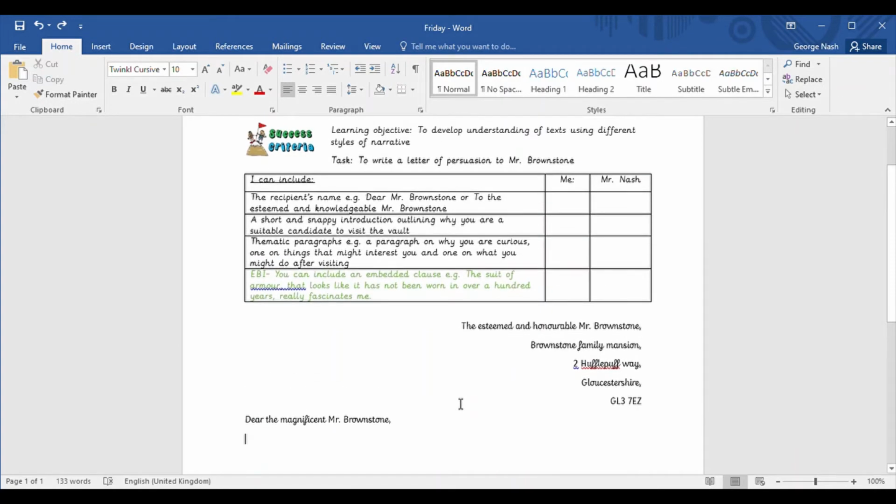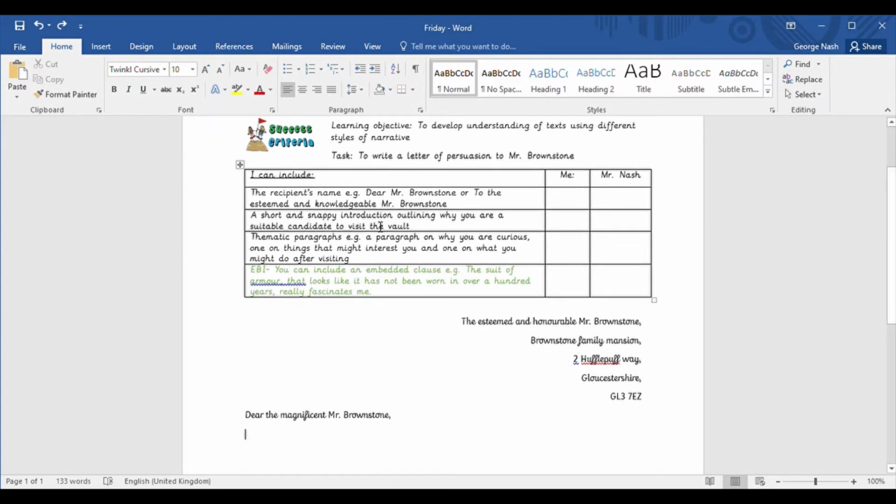Okay, so from here, I am not going to be writing the same letter for you. I'm going to show you an example of how you could write a letter. Perhaps for Mr. Nash, instead of asking Mr. Brownstone to visit his vault, I'm going to be trying to persuade Mr. Brownstone to let me write a story about all of the adventures that he's been on. So in my introduction, a short and snappy introduction outlining why you are a suitable candidate to visit the vault, I wouldn't write more than 3 or 4 lines here.